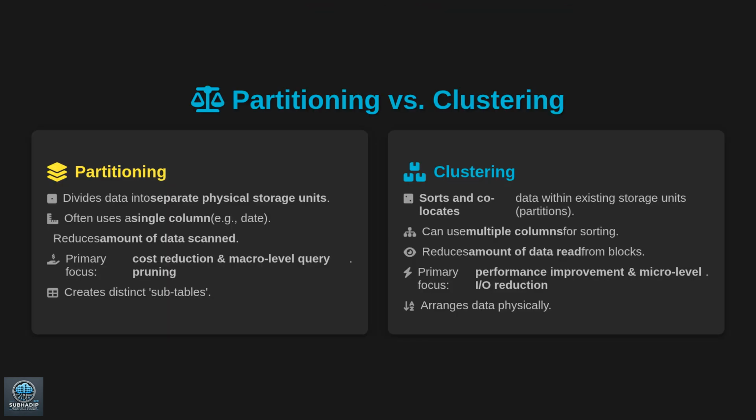It's important to understand the key differences between partitioning and clustering. Partitioning divides a table into separate physical storage units, often based on a single column like a date. Its main goal is to reduce the amount of data scanned, primarily focusing on cost reduction and macro-level query pruning. It essentially creates distinct subtables. Clustering, on the other hand, sorts and co-locates data within these existing storage units or partitions. It can use multiple columns for sorting, aiming to reduce the amount of data read from individual blocks. Its primary focus is on performance improvement and micro-level I/O reduction, physically arranging the data for faster access.